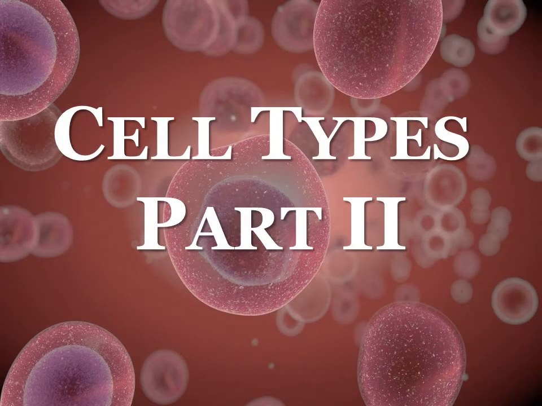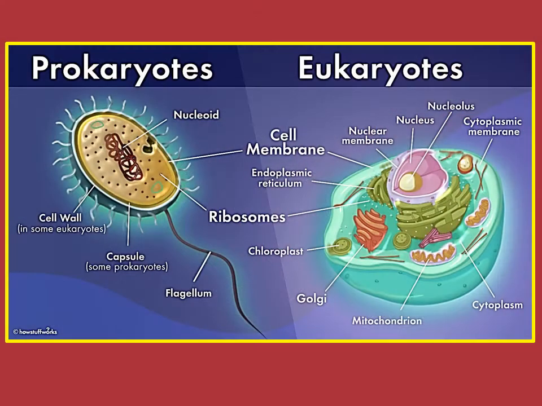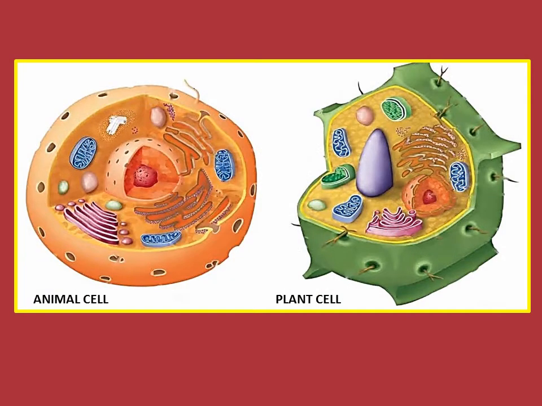Today we will continue our discussion on the different cell types, their parts, and corresponding functions. As mentioned in our previous lecture video, prokaryotic cells are considered simpler compared to eukaryotic cells. Eukaryotic cells have membrane-bound organelles not found in prokaryotic cells. Plant, animal, protist, and fungi are composed of eukaryotic cells.